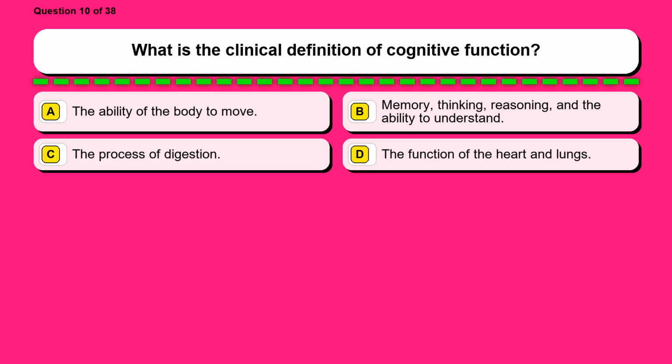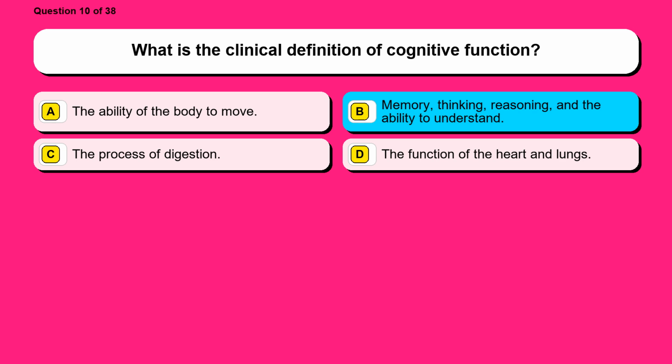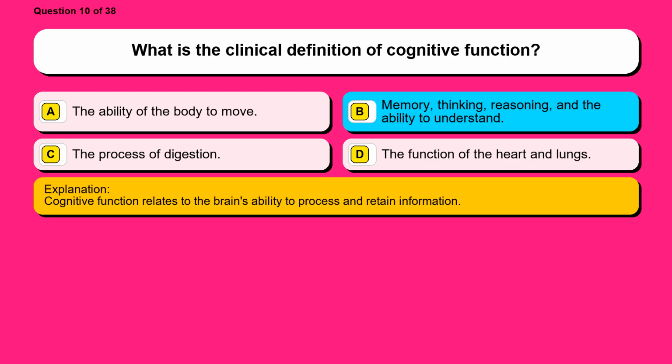The correct answer is option B. Memory, thinking, reasoning, and the ability to understand. Cognitive function relates to the brain's ability to process and retain information.